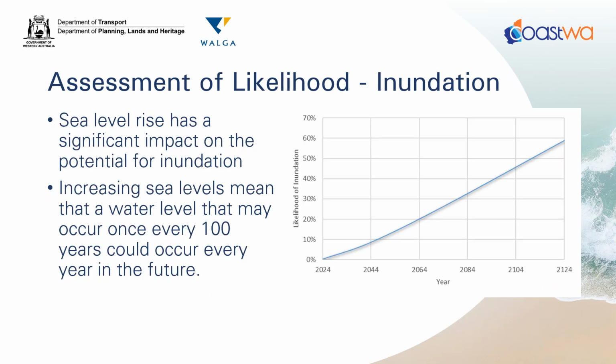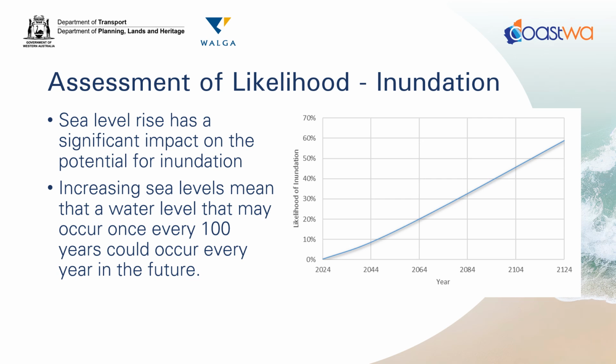When we start to look at inundation, as I've said, sea level rise has a significant impact on changing inundation risks over time. And what that means, as we looked at with the previous example, is that a water level that may occur once every 100 years at present could occur every year in the future.